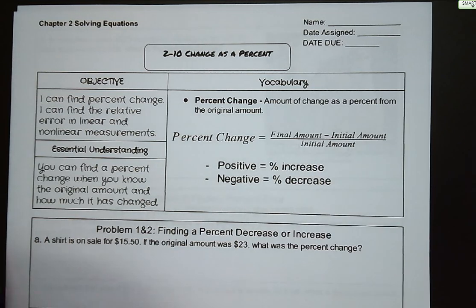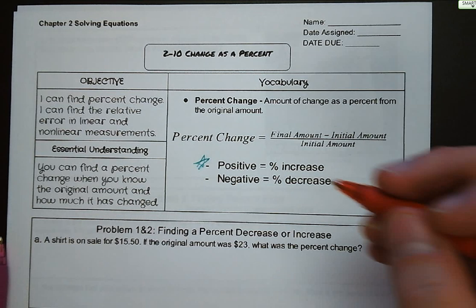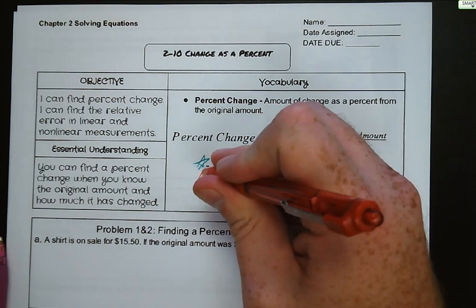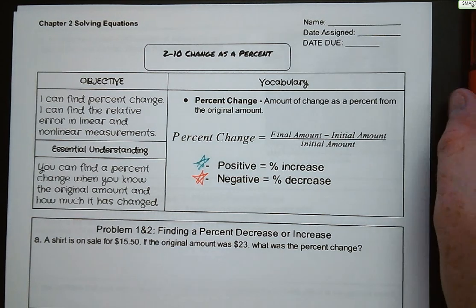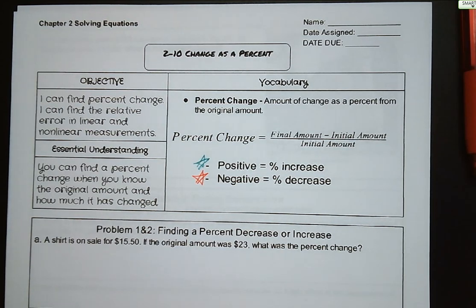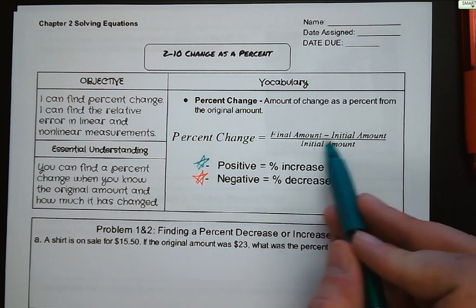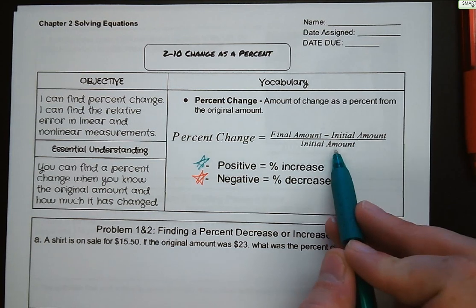If your number is positive, you have a percent increase. If your number is negative, you have a percent decrease. In the textbook, it tells you to do two separate approaches, one for a percent increase, one for a percent decrease. I think that's kind of stupid, so we're just going to do one formula. It's always going to be final minus initial divided by initial.